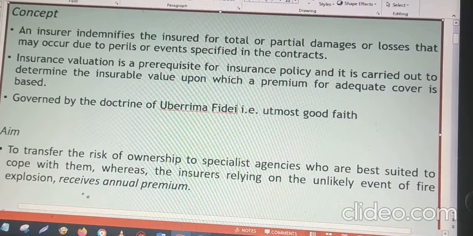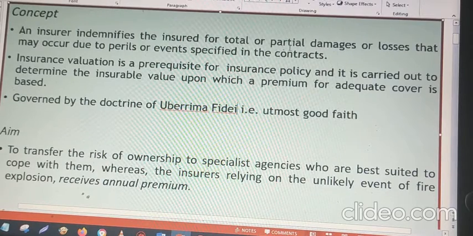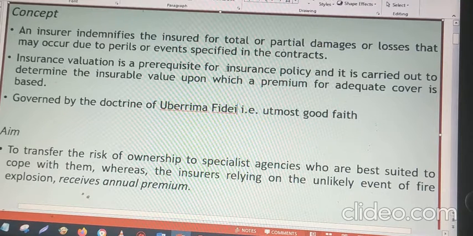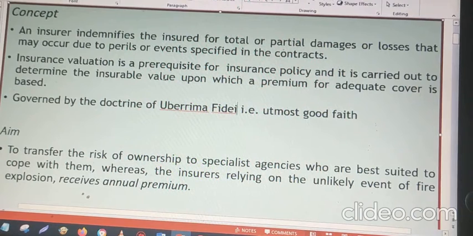Concept. Insurance is a contract by which an insurer indemnifies the insured totally or partially for total or partial damages or losses that may occur due to perils or events specified in the contracts, which are called insurance policies. Insurance valuation is a prerequisite for an insurance policy, and it is carried out to determine the insurable value upon which a premium for adequate cover is based.